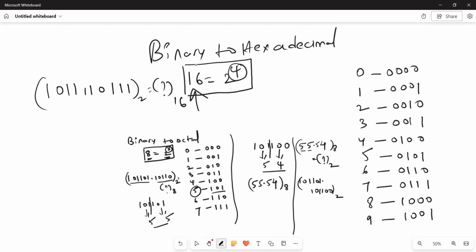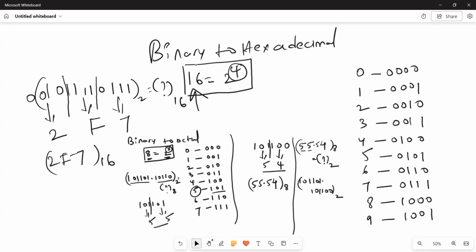Now group the bits from right to left such that each group contains how many bits? 4 bits. Now again 2 bits are left over here, you can add 2 zeros. Now what is the corresponding value of 0011? 3. I'll tell you very clearly: A is 1010, B 1011, C 1100, D 1101, E 1110, and F all ones. Next 0010 is 2. Now this is the equivalent number in hexadecimal.